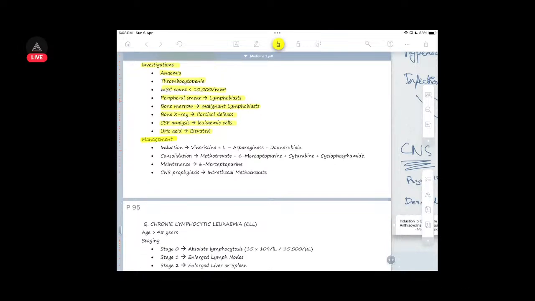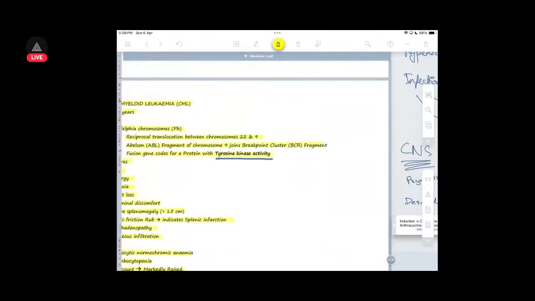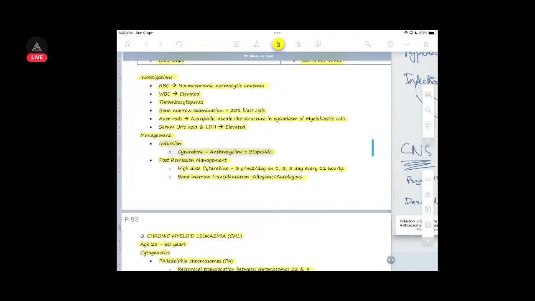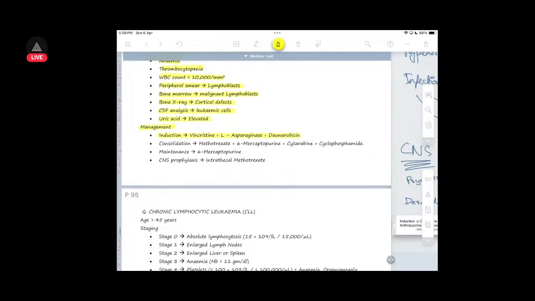So management going on, induction you provide with vincristine plus L-asparaginase with daunorubicin. That is for induction, whereas here it is only alpha interferon, and here it is cytarabine and anthracycline. Here you have vincristine, and consolidation you give methotrexate, mercaptopurine, cytarabine and cyclophosphamide. Maintenance you give 6-mercaptopurine. CNS prophylaxis you give intrathecal methotrexate.